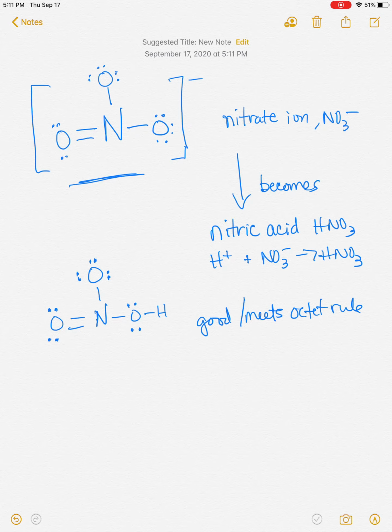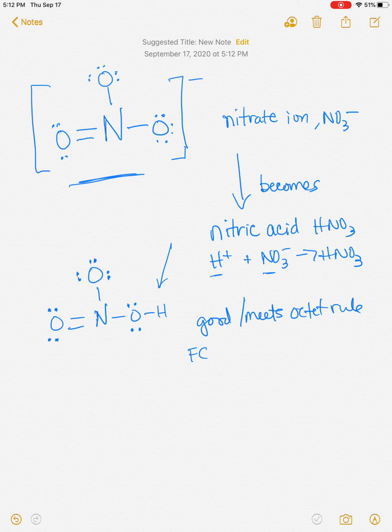The way you can think about nitrate is that when you add a hydrogen to it, it becomes nitric acid. Notice where the hydrogen is. It's bonded to the oxygen, not to the central nitrogen. We need to learn that's where the hydrogens go on acids. Now let's calculate the formal charge of each oxygen.